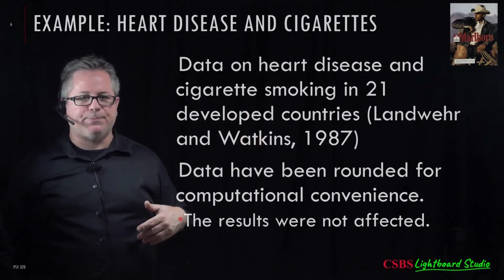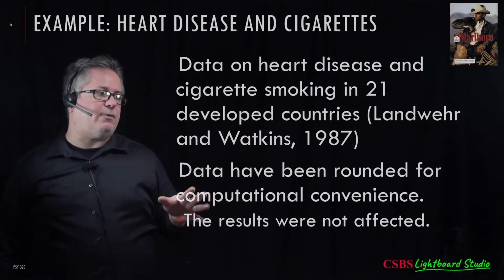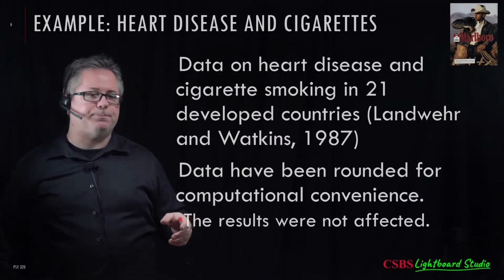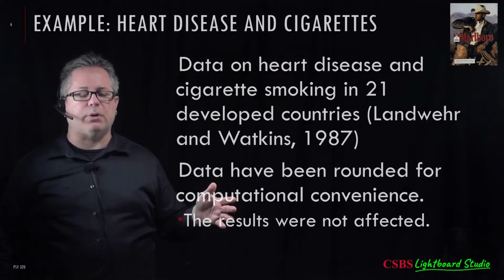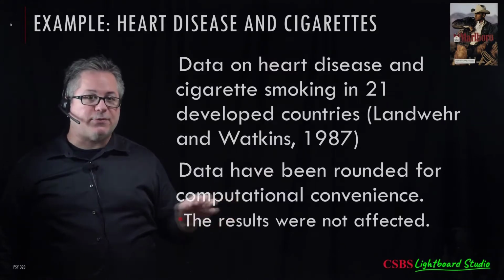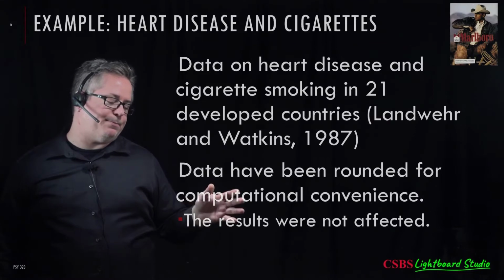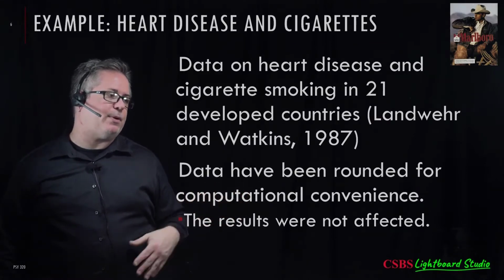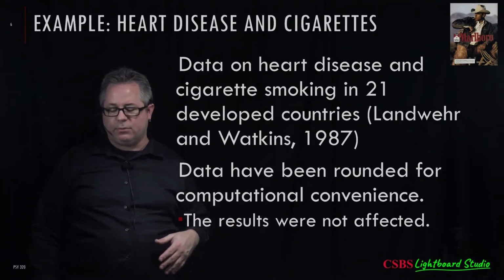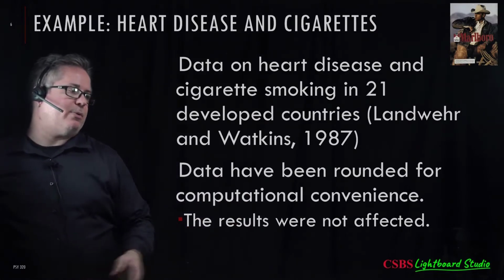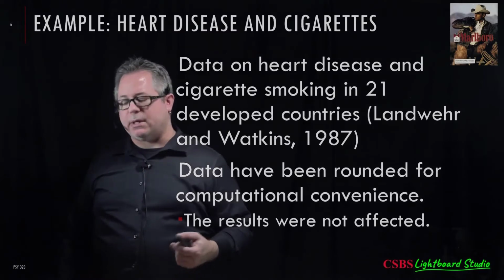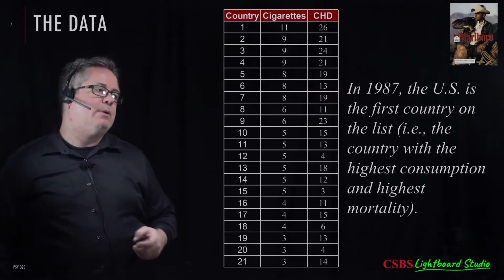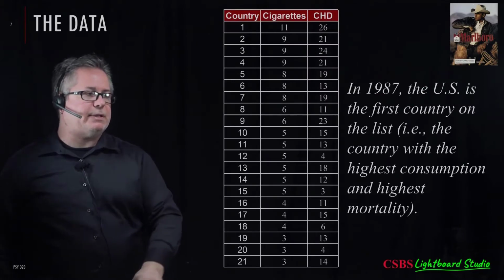So the data, if you actually went and found that actual 1987 paper, is reported with more specificity. There are decimals and things. We sort of just rounded everything up to make things a little bit cleaner, a little more convenient. But the correlation results were not affected. We pretty much got the same results regardless. So here is the data.